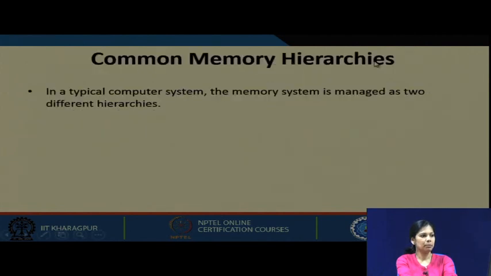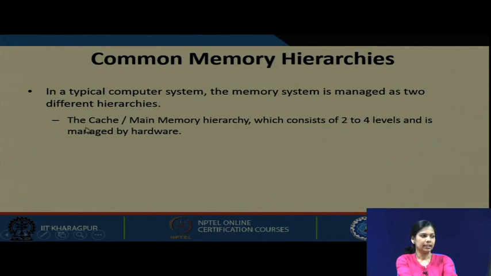So, common memory hierarchy. In a typical computer system, you can see the memory system is managed as two different hierarchies. The cache memory and main memory hierarchy, which consists of 2 to 4 levels and is managed by hardware. We have seen that. The main objective of this particular hierarchy is to provide fast average access time for the instruction and data.